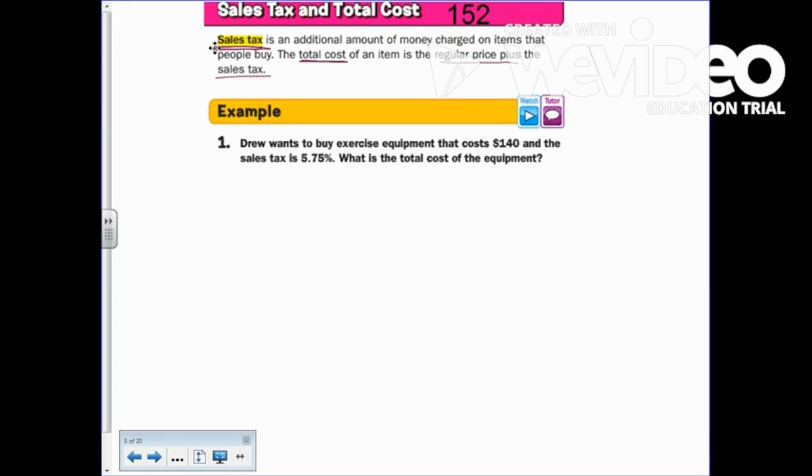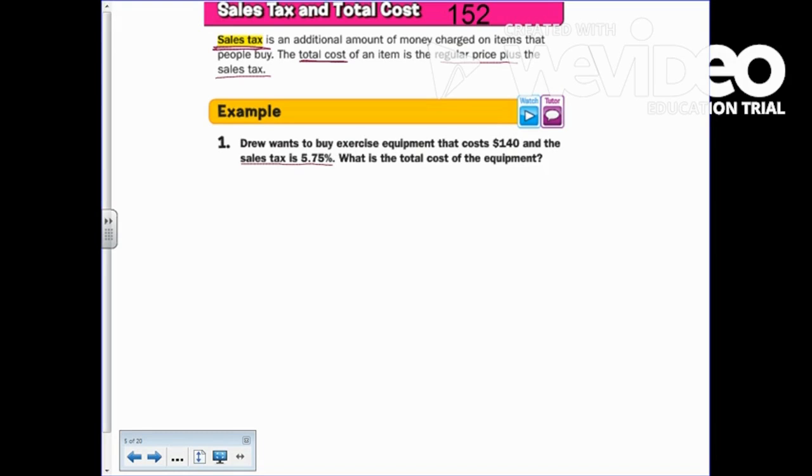What is the total cost of the equipment? First thing you need to note here is that this sales tax of 5.75% is not the tax. It is a tax rate of 5.75%. So you cannot just take the 5.75 and act like it's money and add it to the dollars of $140. That's going to get you a wrong answer.